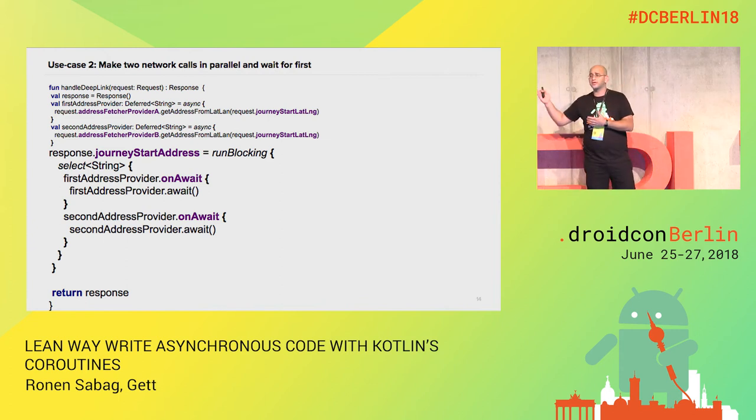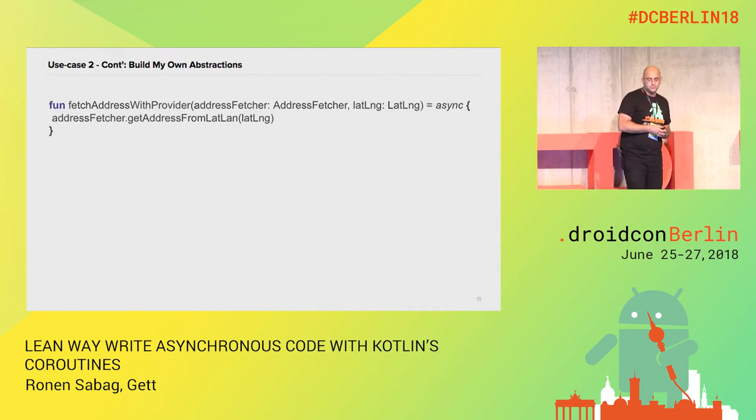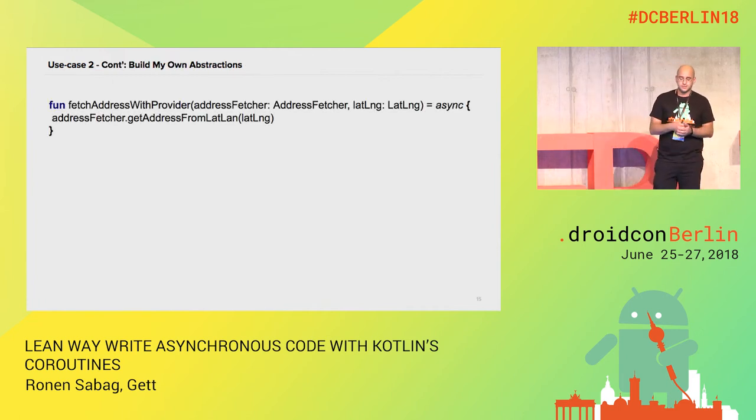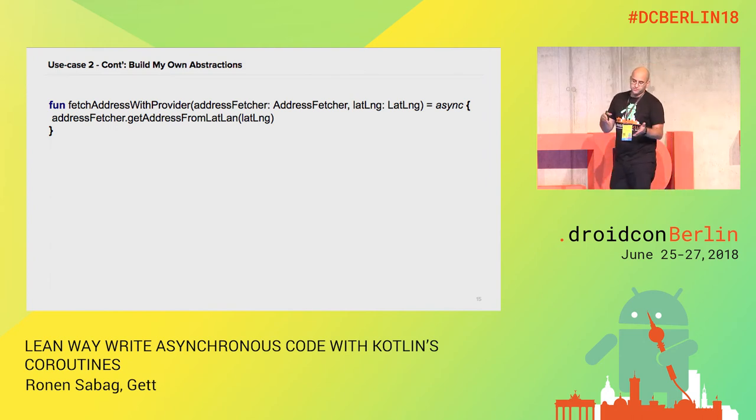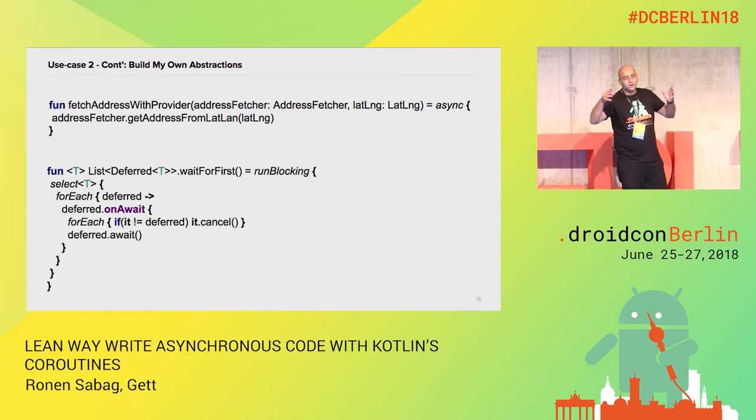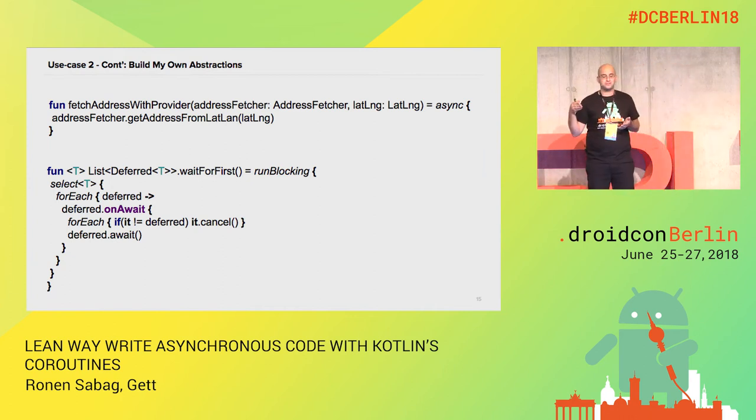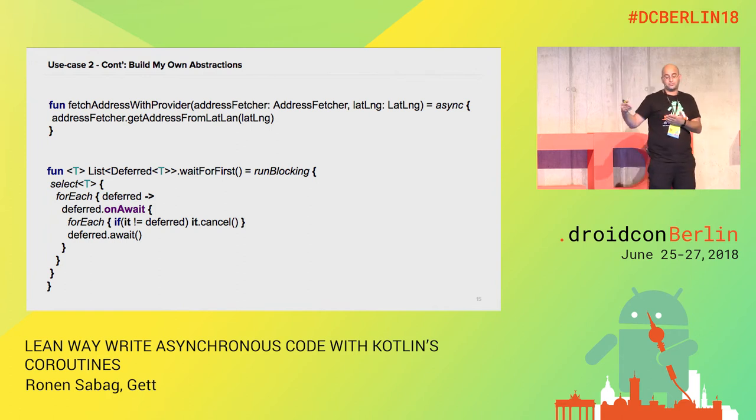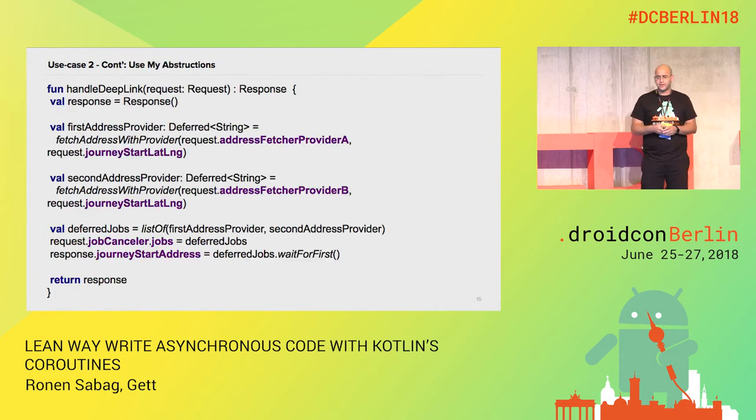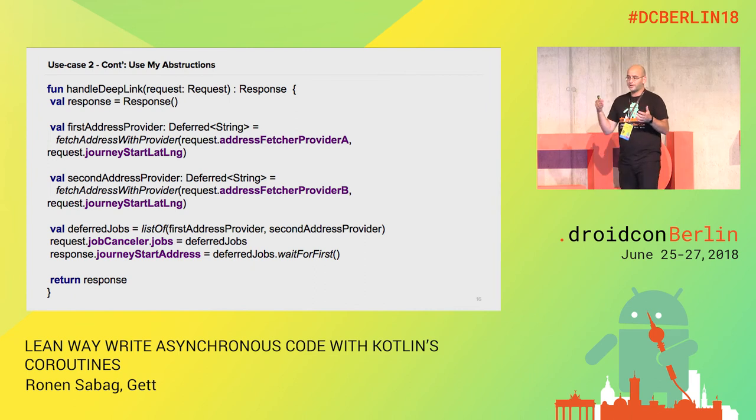So once again, it's working, it's really nice, but I want to make it more readable. So what I can do, like before, is provide my own abstractions. I'm going to wrap the async call with a function which is called fetchAddressWithProvider. All this select code is going to be wrapped in an extension function, this time on deferred jobs, and I'm going to call it waitForFirst. And now I can use my abstraction, and the code looks much nicer.